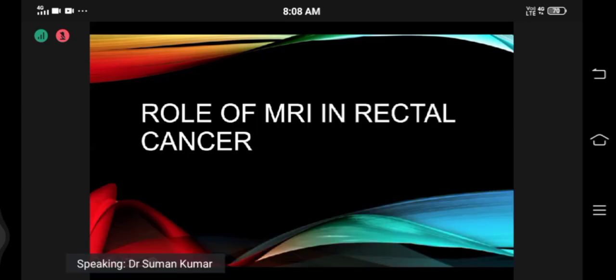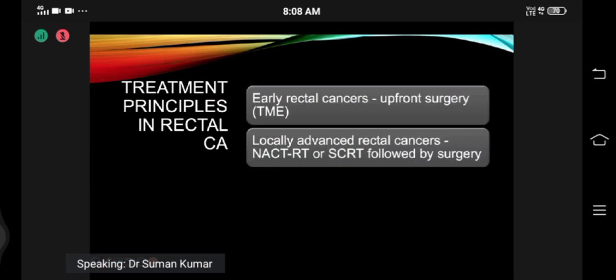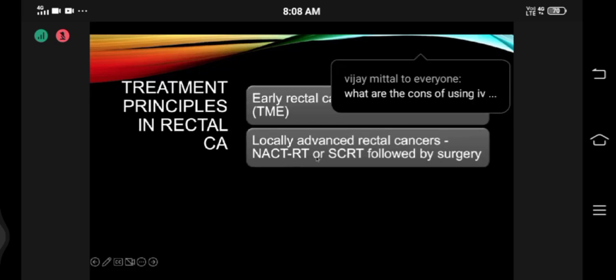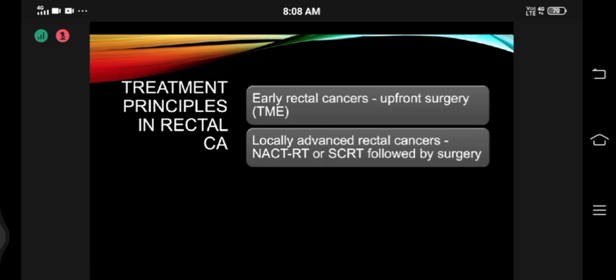So again, the role of MRI is to detect early rectal cancers, which will undergo upfront surgery, and for locally advanced tumors, either neoadjuvant CT-RT or long course RT or short course RT. If it is a T3 tumor or T2 tumor, early T3 tumor, then patients can undergo upfront surgery. If the patient has more than 5 mm extramural extension into the mesorectal fat with nodal presence, then SCRT or LCRT is the treatment of choice.